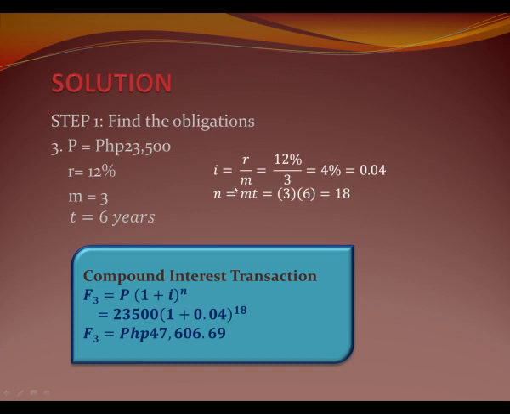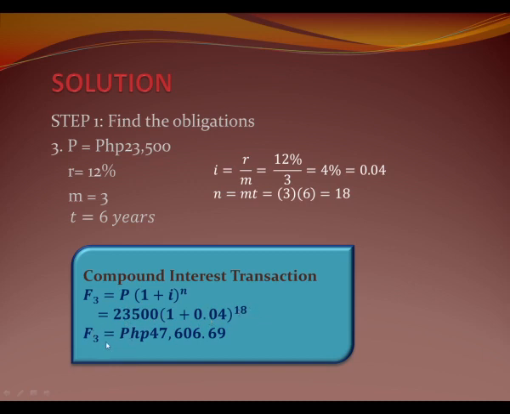And then we have N, the total number of periods of the transaction. We have 3 for the conversion period and 6 for the number of years, so we have 18. Then using the compound interest formula in finding obligation number 3, which is equal to P times the quantity 1 plus I raised to N, the principal is 23,500 and the interest is 4%, so multiplied by 1 plus 0.04 raised to 18.